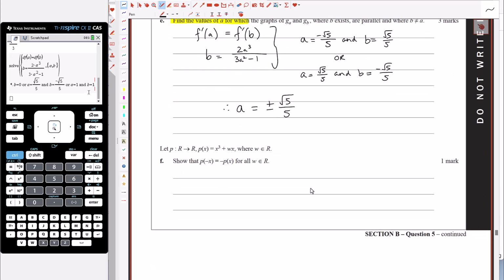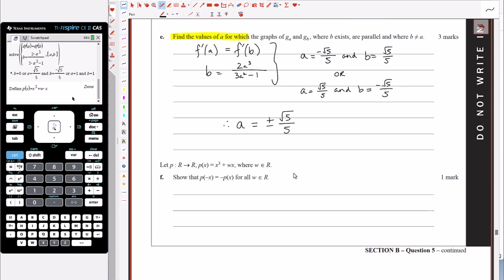Okay, let P be some other function. Let's define P of X in our CAS. Define P of X equals X cubed plus W times X. W is a real number. Okay, show that P of negative X equals negative P of X for all W.